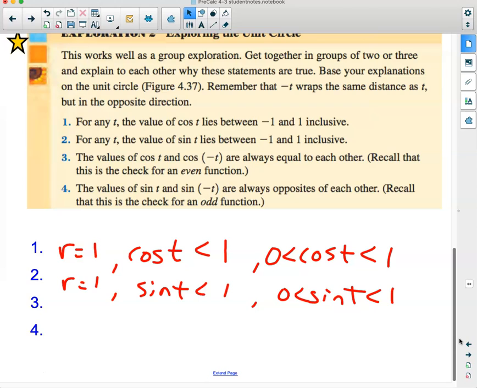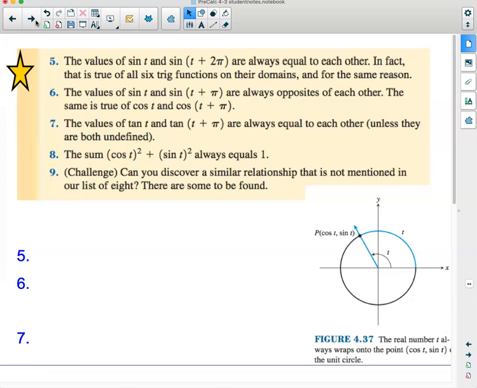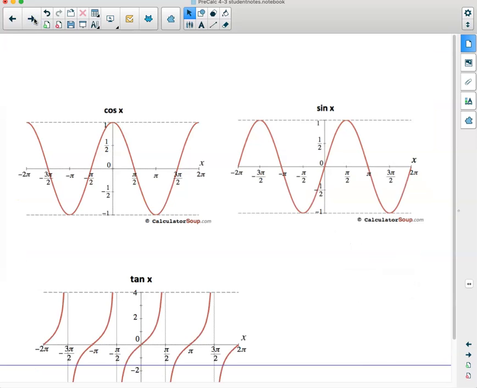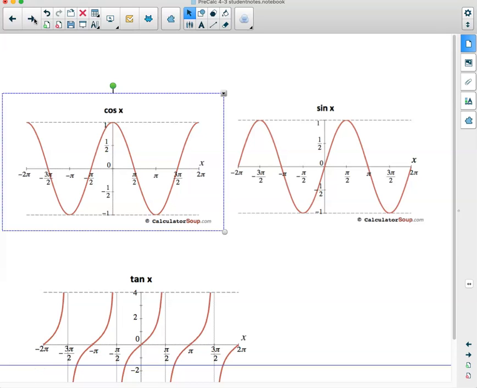Now 3 is you're just going to have to take my word for it thing. The values of cosine of t and cosine of negative t are always equal to each other. Recall that this is the check for an even function. I'm really visual. I would want to see this if I were you. So we put pi over 2 in, and we get 0. We put negative pi over 2 in, and we get 0. We get the same thing.